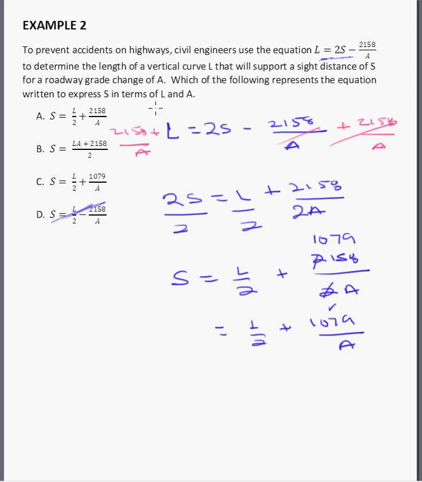So let's go back and check our answers and see. Apart from going through the inspection to eliminate some of them, I can see clearly that I need L over 2, and I need 1079 over A. So obviously this is probably my best answer. This is L over 2. This doesn't take care of the 2. This A here is of no value to me. And obviously the best answer here is your C.